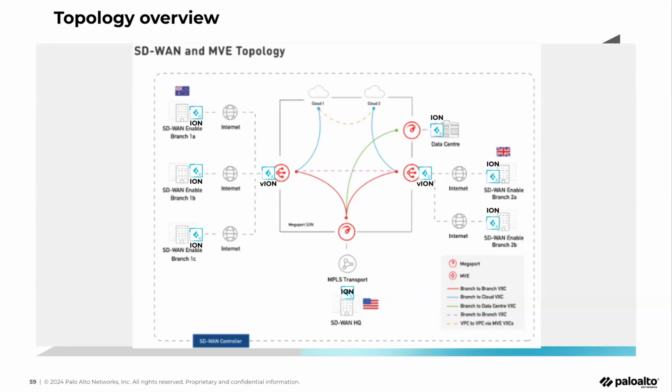So our virtual ION will now be part of Megaport's offering, and you'll be able to spin that up as part of your Prisma SD-WAN controller and create connectivity from your branch IONs to that Megaport MVE.